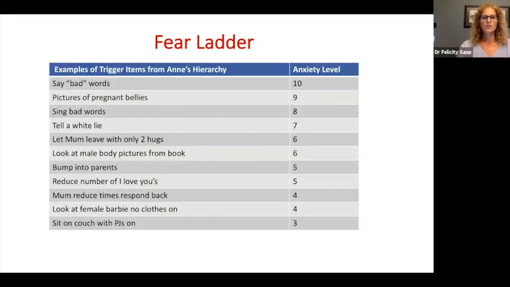So some of the items on her fear ladder were that she had to sit on the couch with her PJs on, bumping into her parents, trying to reduce the number of I love yous, saying the bad words, singing the bad words, and looking at pictures of pregnant bellies were up at the top.